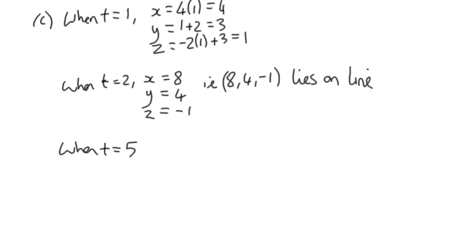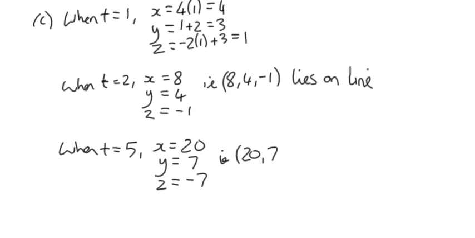When t is 5, then x is going to be 20, y is going to be 7, and z is going to be negative 10 plus 3, which is negative 7. I.e. 20, 7, negative 7 lies on the line.